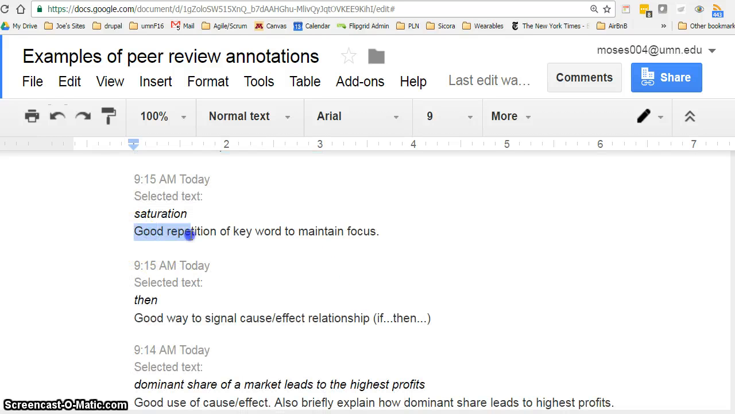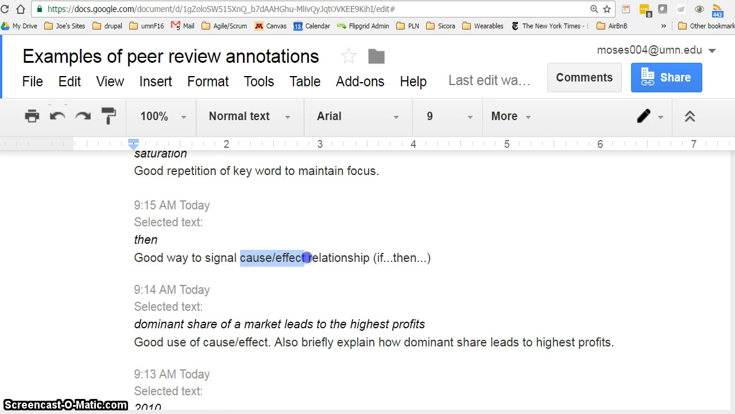It's obviously important to find repetitions of key words that maintain focus. That's a key strategy for maintaining focus throughout your work. If the key words aren't repeated, it's a sign that you might be breaking up focus and trailing off on tangents that may or may not be relevant.